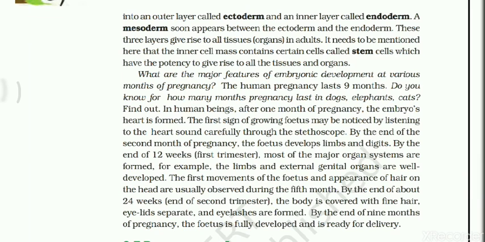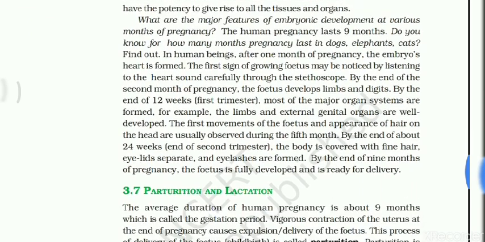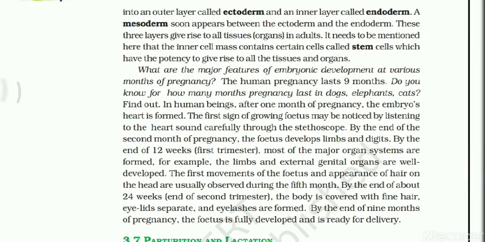By the end of about the 24th week, that is the second trimester, 6 months after the pregnancy, the body is covered with fine hairs, eyelids separate and eyelashes are formed. By the end of 9 months of pregnancy, the fetus is fully developed and is ready for delivery. So these are subsequent events that are helpful for the differentiation of the mature embryo from the growing embryo and then forming the full fetus. After the succeeding months, different types of developments are seen in the growing embryo, and finally at the end of 9 months, the growing embryo is completely matured, the fetus, and it is ready for delivery, which is called parturition.